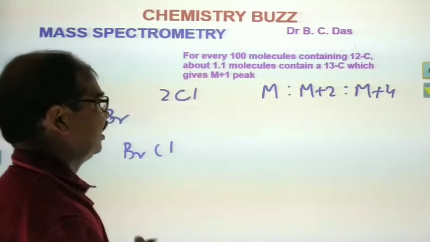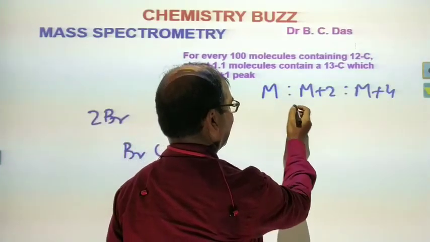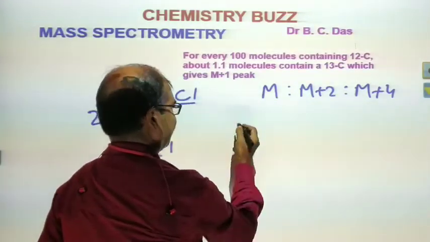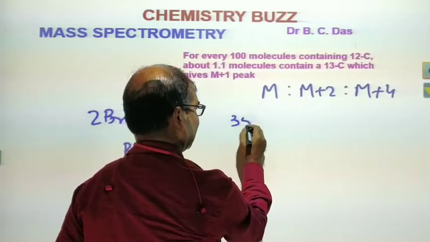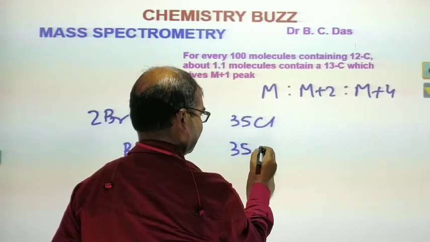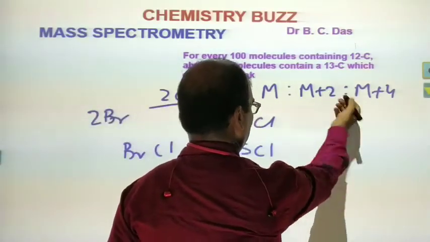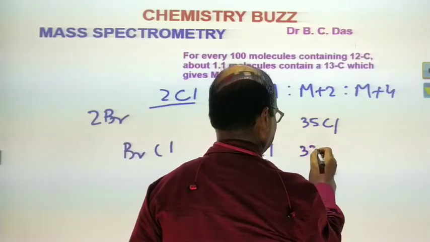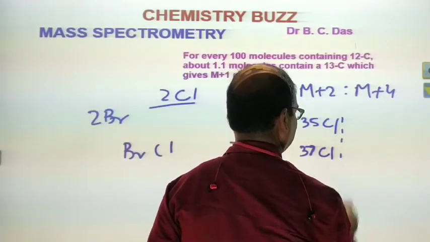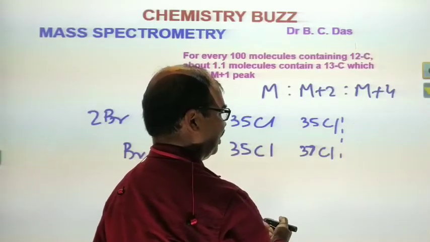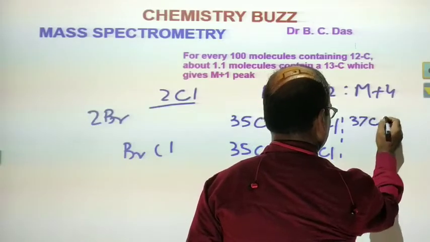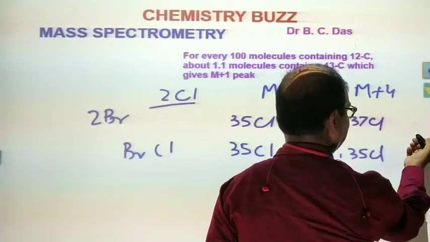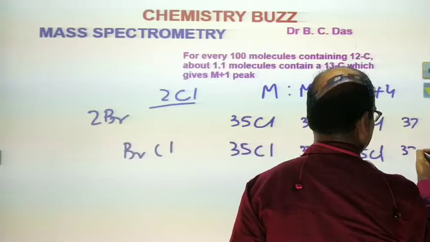Now we have to calculate the ratio between the molecular ion peak and the isotopic peaks. There are 2 chlorine atoms. For M, we consider both chlorine atoms to be 35Cl. For M plus 2, one will be 35Cl and the other will be 37Cl. So the first may be 35 and the second 37, or the first 37 and the second 35. For the M plus 4 peak, both are 37Cl.